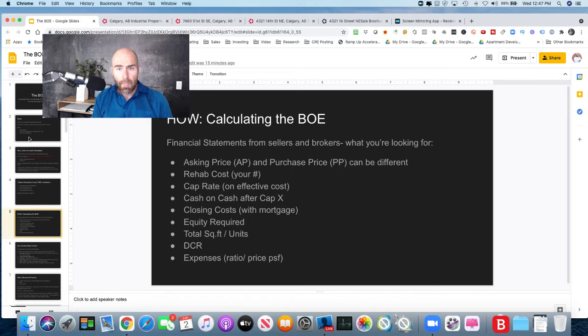All right. So how do you actually calculate a BOE? And a BOE is simply a back of the envelope, back of the napkin, whatever you want to call it. So there's a couple of key things that I'm always looking for. And they generally start with, what's the asking price? What's the purchase price? So the property that I'm looking at right now, I'm going to change the numbers just to protect the innocent. But let's say it was listed for 7 million. Well, in reality, I could buy it for closer to 5 million.